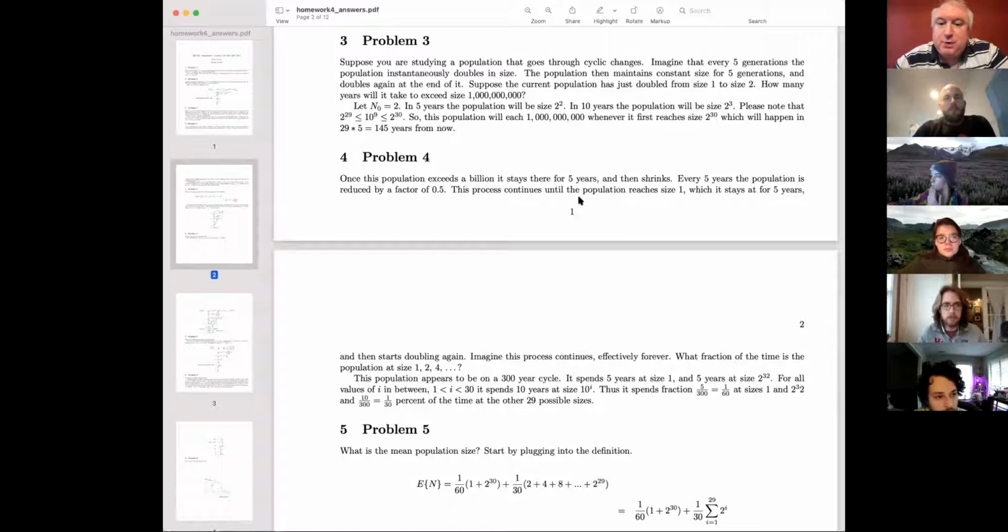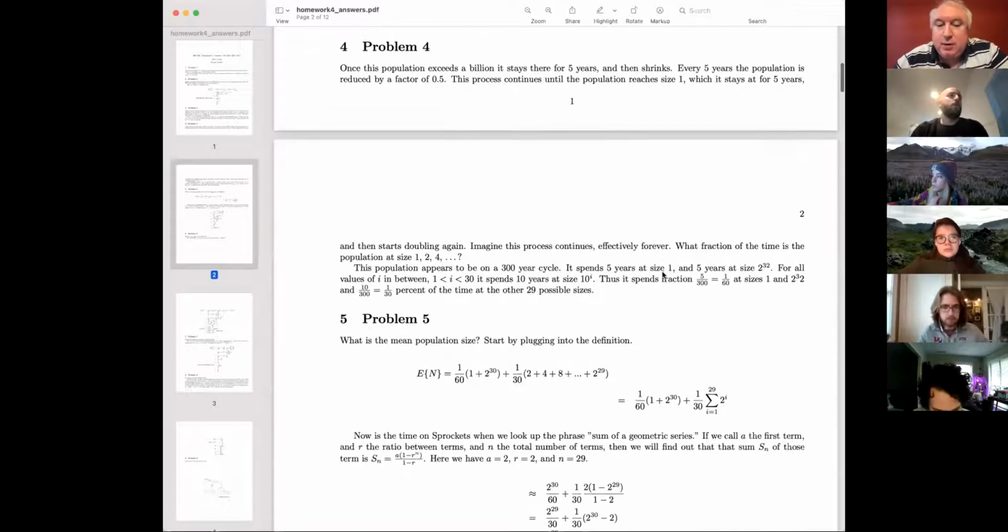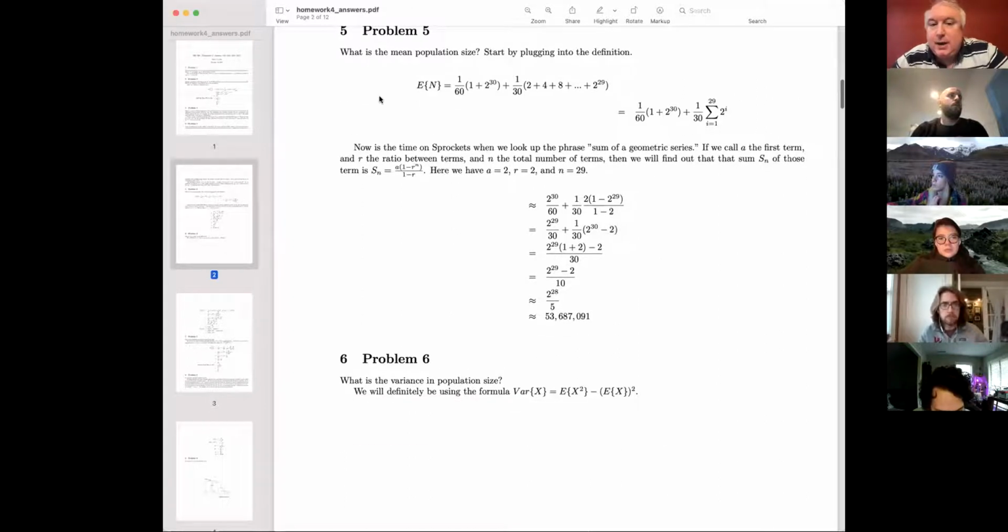So each size in between, it spends 10 years, but at its top size and its bottom size, it spends only 5 years. If you were trying to do a normal mean, you would say that at its top and bottom size, it spends 1/60th of its time, and at every size in between, it spends about 1/30th of its time, if we've counted this up correctly, the 30 steps.